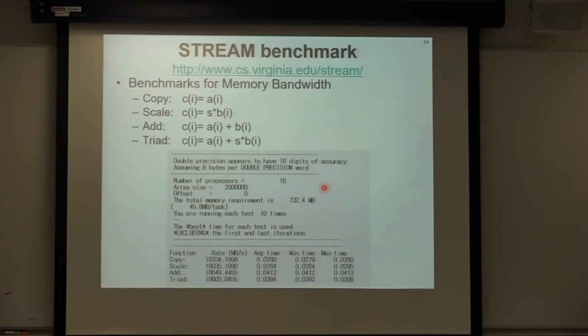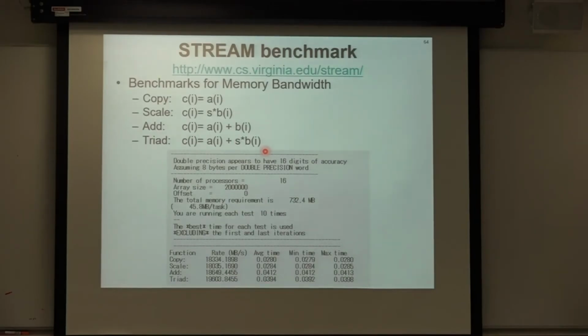We have a very special benchmark called STREAM. This is the benchmark for memory bandwidth, and it measures the performance of the memory. They have four types of benchmarks: copy, just copying the arrays, scaling, adding, and triad. We usually measure the performance using the triad. This is more complicated, something like a DAXPY application, so it's very similar. Basically they provide very similar performance, but triad is the most widely used benchmark.